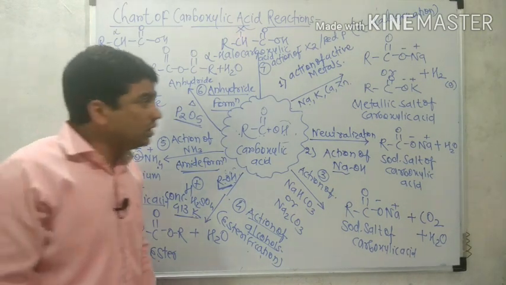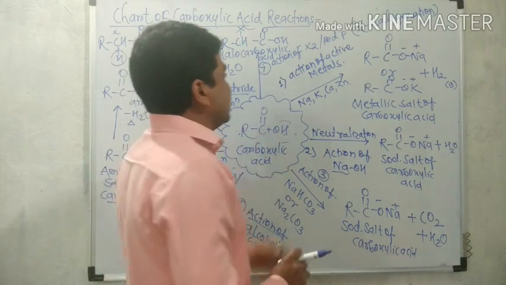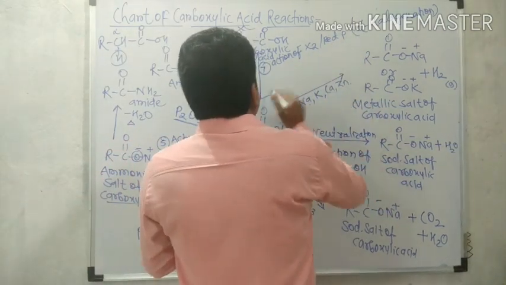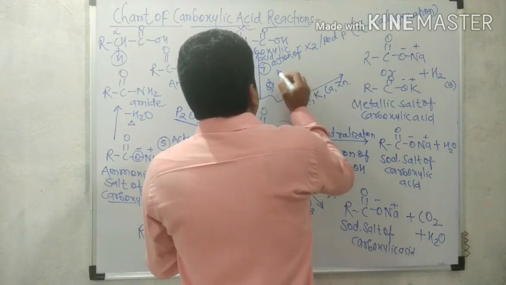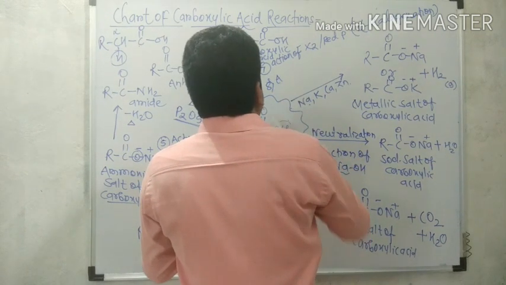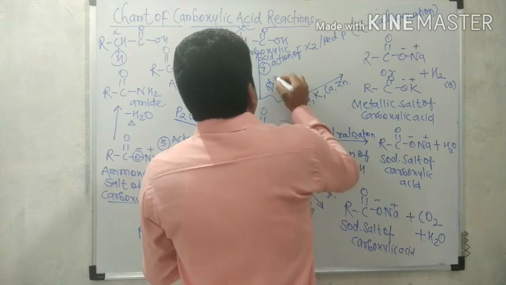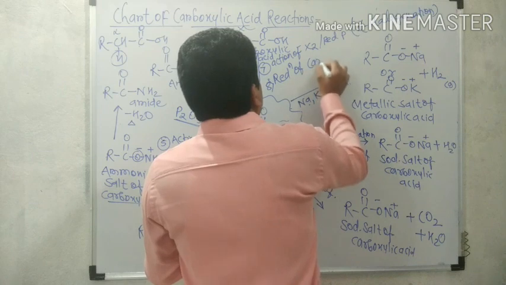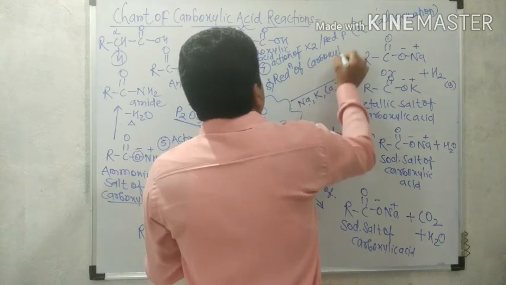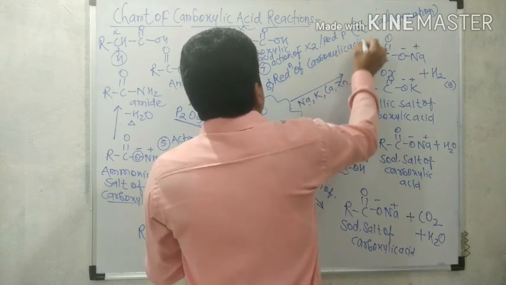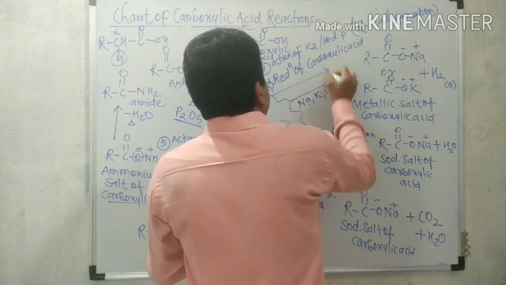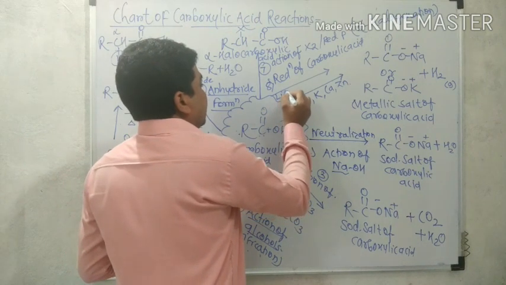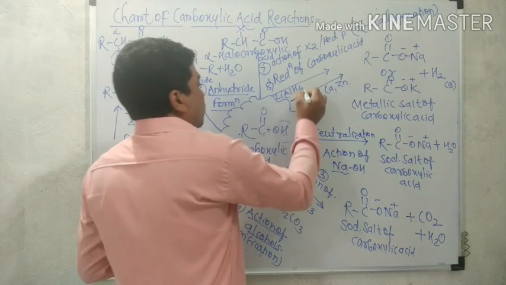Now the remaining reaction, the last reaction, reaction number 8, that is the reduction reaction of carboxylic acid. That is reduction of carboxylic acid. This reaction is carried out by using the reducing agent LiAlH4.